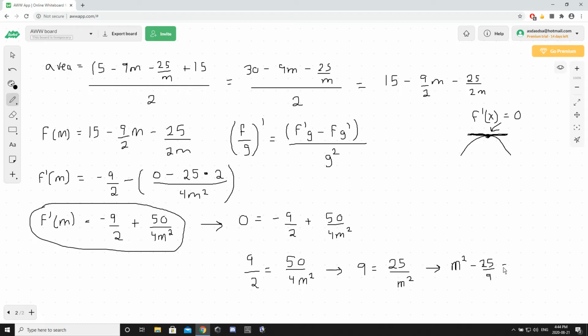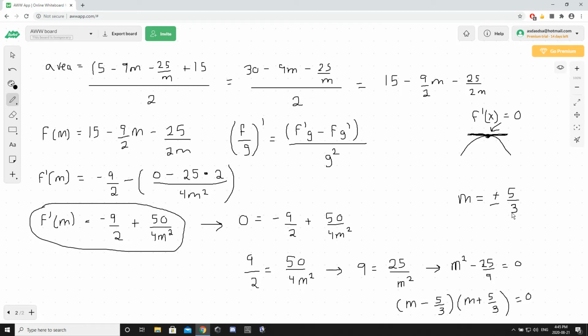And then that's equal to 0, right? Then you can factor this. You can get this out as m minus 5 over 3 times m plus 5 over 3. So this is equal to 0 at two values of m. Sorry, I'm just going to write it up here. This is equal to 0 at m equals plus or minus 5 over 3.